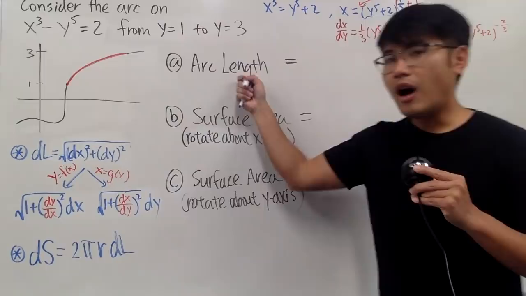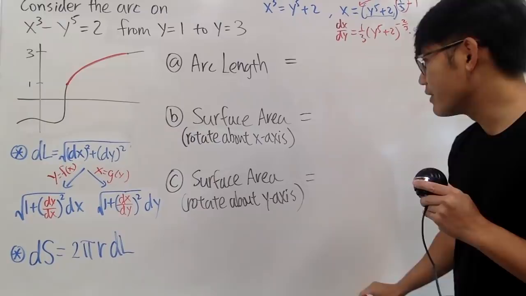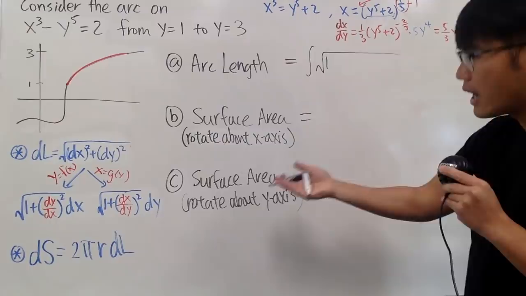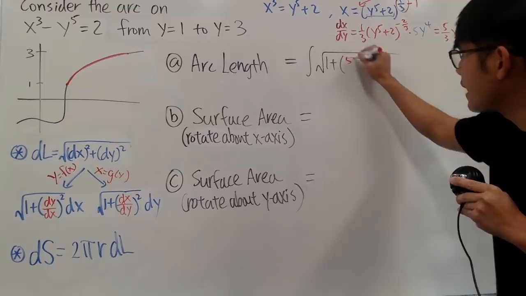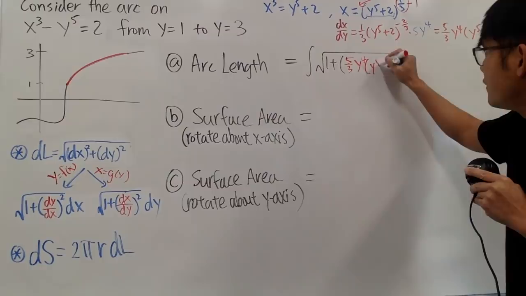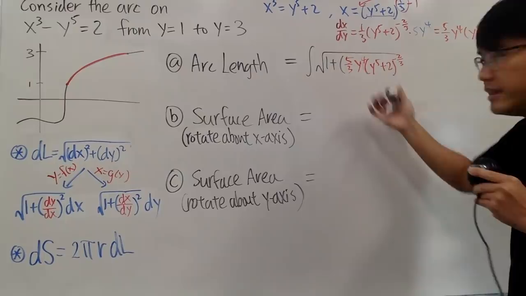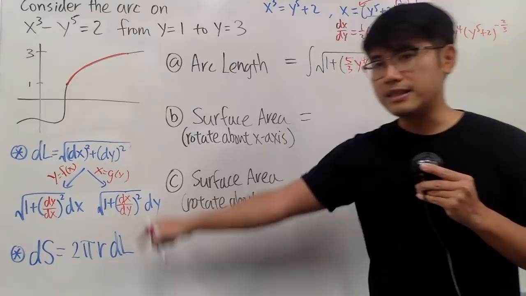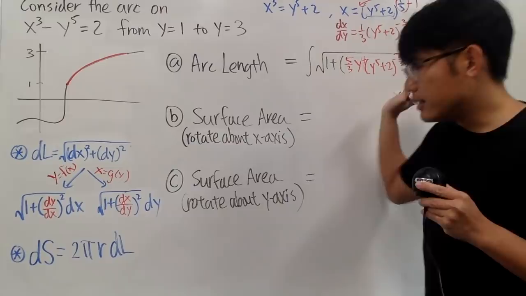Now, our arc length. We'll be using this version. So here we go. We have to have the integral, of course. So integral, square root, 1 plus, and we add the parentheses, all that inside here, which is 5/3, y to the 4th power, times (y^5 + 2) raised to the negative 2/3 power. And this right here is the derivative. And we are just going to take this and raise it to the 2nd power, because the formula says so. And we have the dy here, and we are in the y world, so we have to go from 1 to 3.